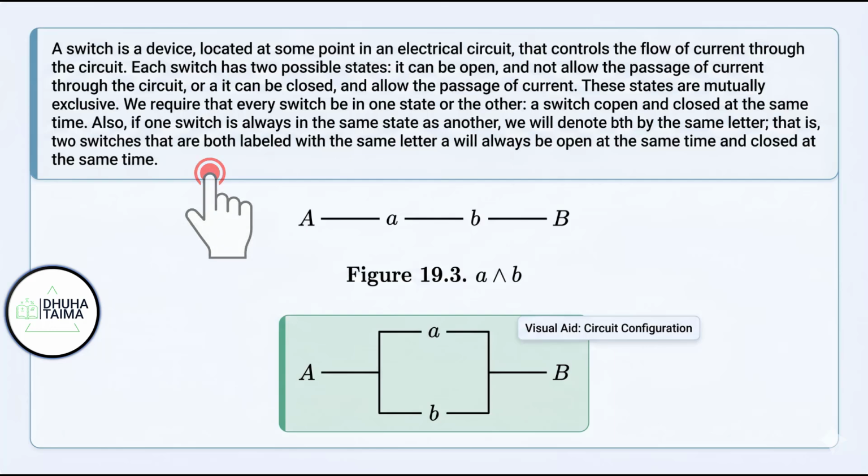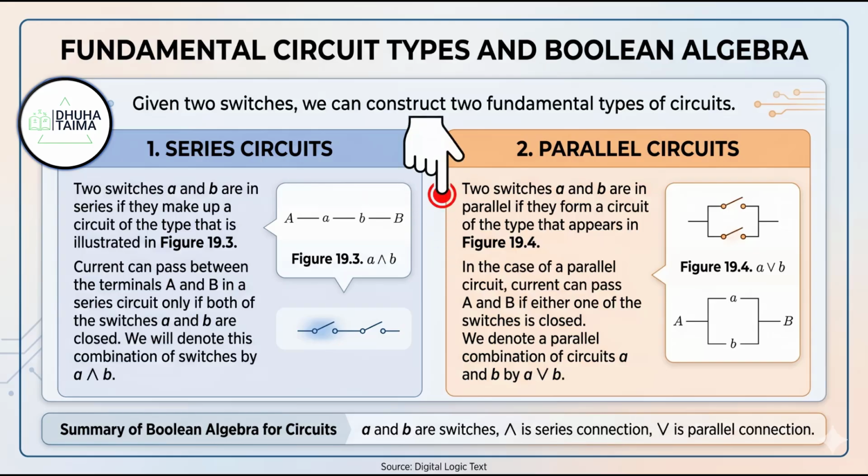Also, if one switch is always in the same state as another, we will denote both by the same letter. That is, two switches that are both labeled with the same letter A will always be open at the same time and closed at the same time. Given two switches, we can construct two fundamental types of circuits.